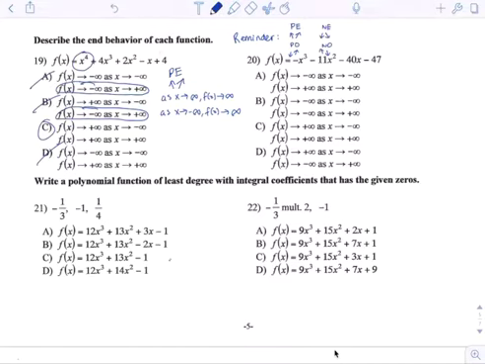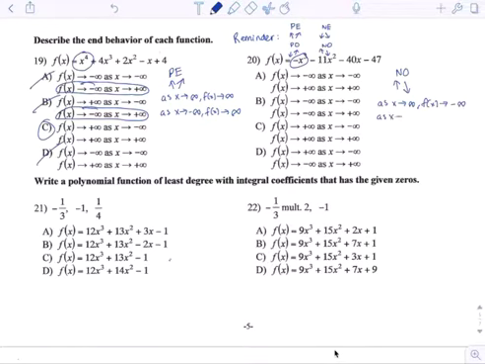Alright, for 20, remember it's in standard form, so you're looking at that one. So that's going to be a negative odd. So that's going to be up and down. So, as x goes to infinity, which is pretty much as x is going to the right, so look at your right arrow, it's going down. So that means f of x is approaching negative infinity.